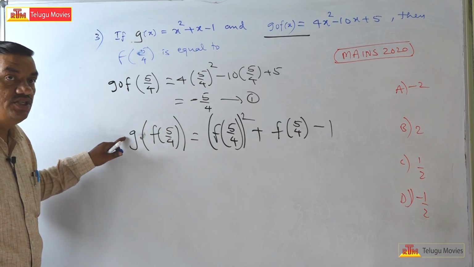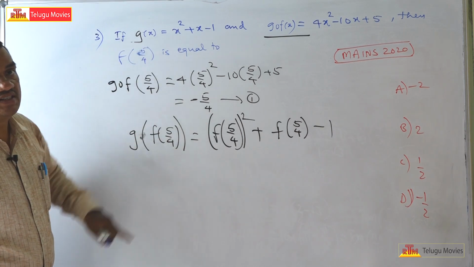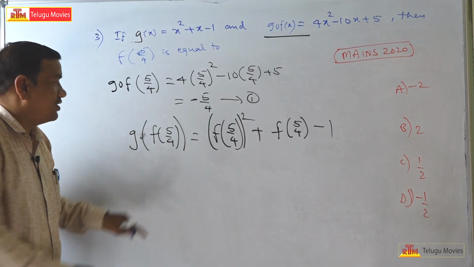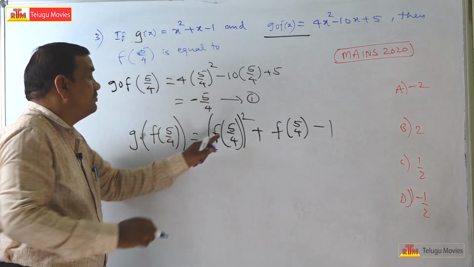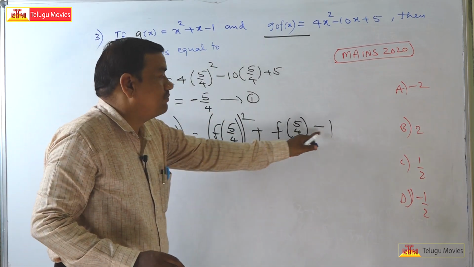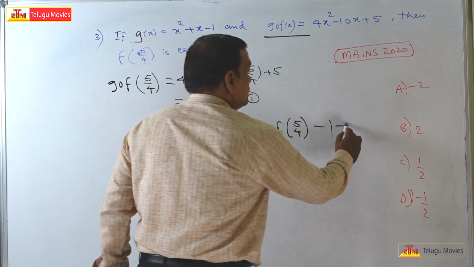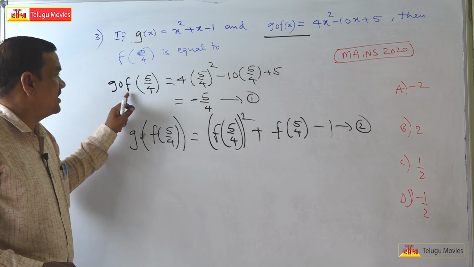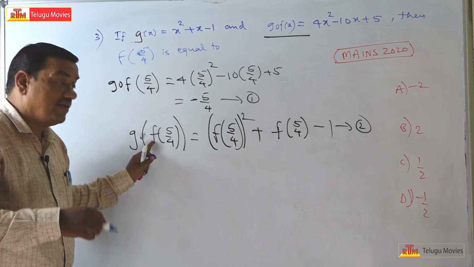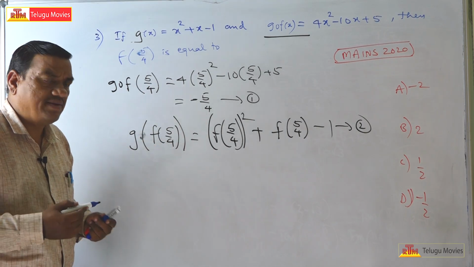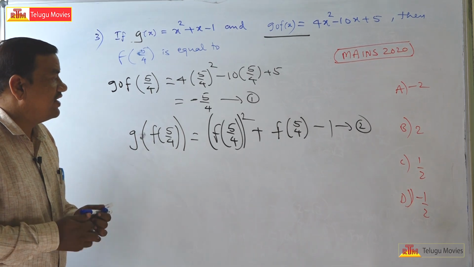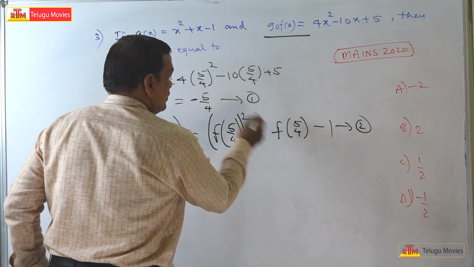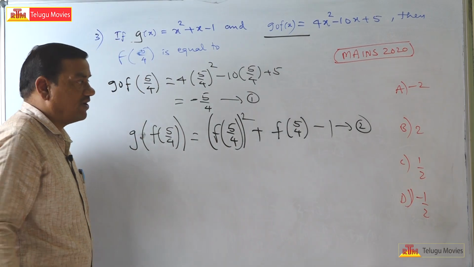Okay now, g of f of pi by 4. It is g of x that is given. So g of f of pi by 4 means you can treat it as x, that means x square plus x minus 1. You call it as 2. Both are same. g circle f of pi by 4 and g of f of pi by 4 are same. So can we equate these two? Yes, we can equate these two, from 1 and 2.